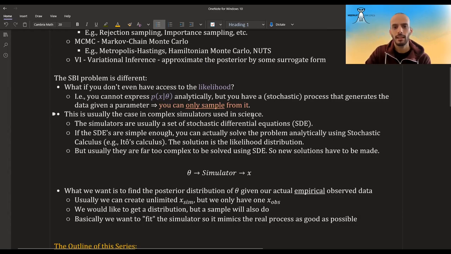And this is usually the case in complex simulators. I think usually these simulators involve stochastic differential equations. If they are simple enough, there is a whole field covering this, for example, using Itô calculus, and you can actually get an analytical solution to the problem. And the analytical solution will be a random variable or a distribution. But here they are usually too complex, so you can't use stochastic differential equations, and instead you have to use these new methods.